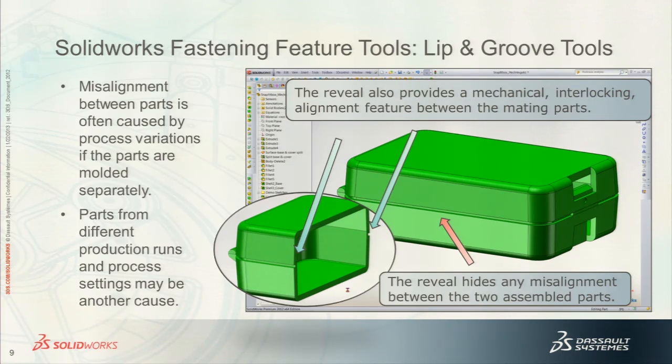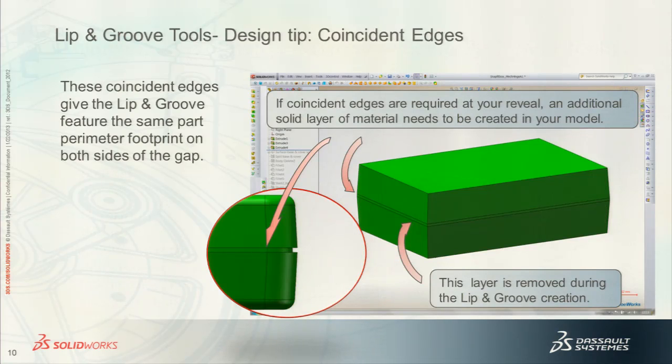Okay, so here again, the reveal hides any misalignment between the two assembled parts. I'm sure you've seen this type of a seam in various types of consumer products, of all sorts of varieties here.